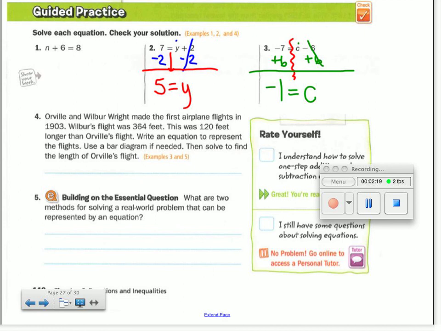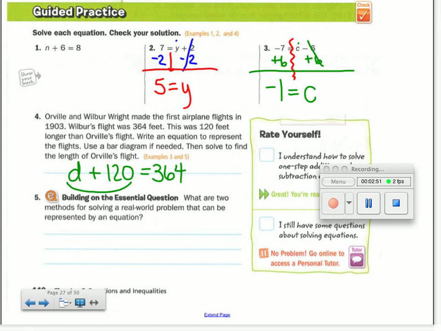So the equation would be something like this. D plus 120 equals 364. What I would do is say whose flight was the longer one? Of the two guys, who had the longer flight? Yeah, and so that's what we're equaling it to, meaning these two combined will equal Wilbur's flight, all right? So this is going to be 1 point.